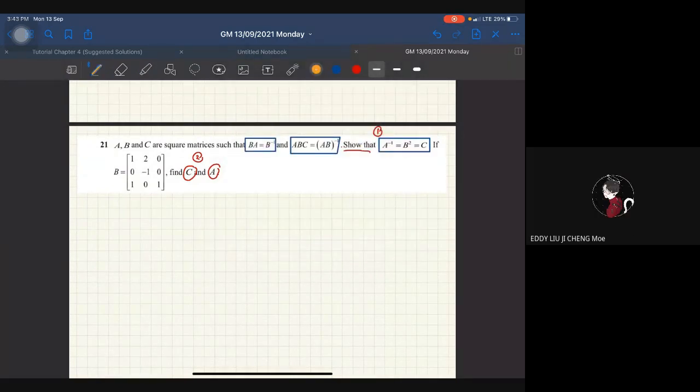Should we divide? Can we divide matrices? No, I mean, can we divide like into two parts, like A inverse equals to B squared first, something like that. Okay, and then another one do like that. Can I? So we first do the BA equals to B inverse lah, this one.